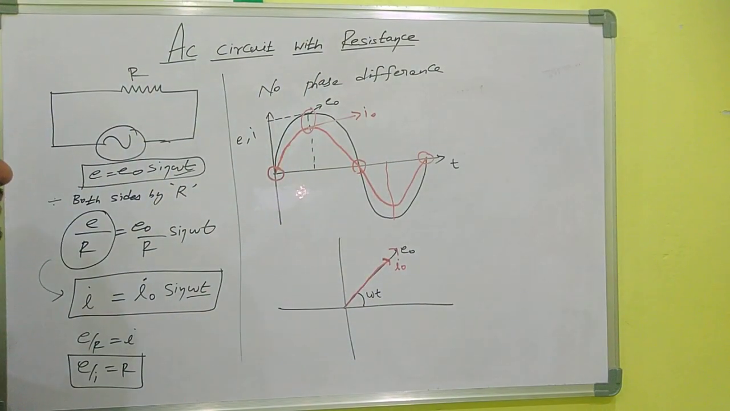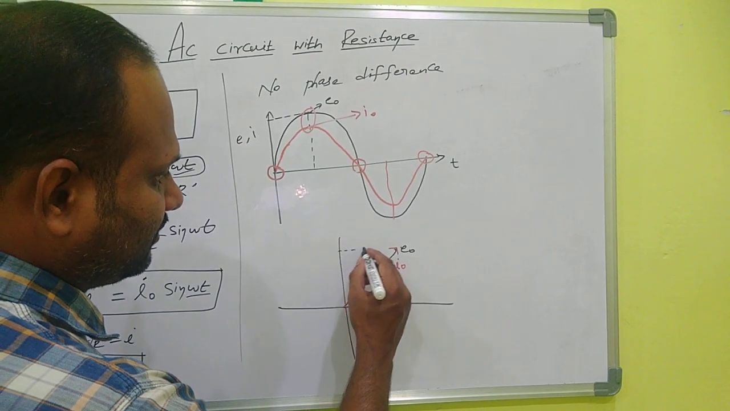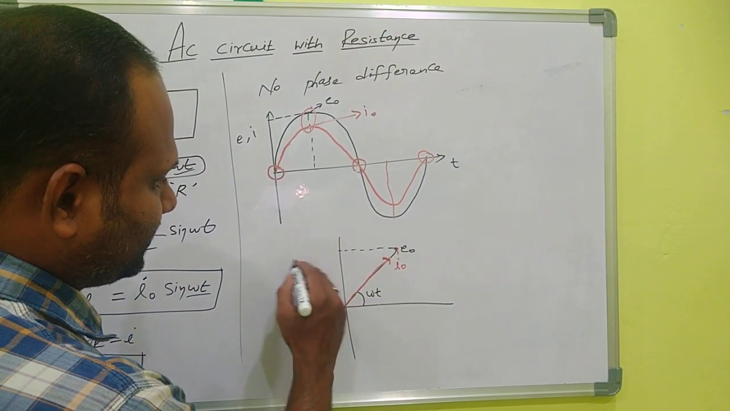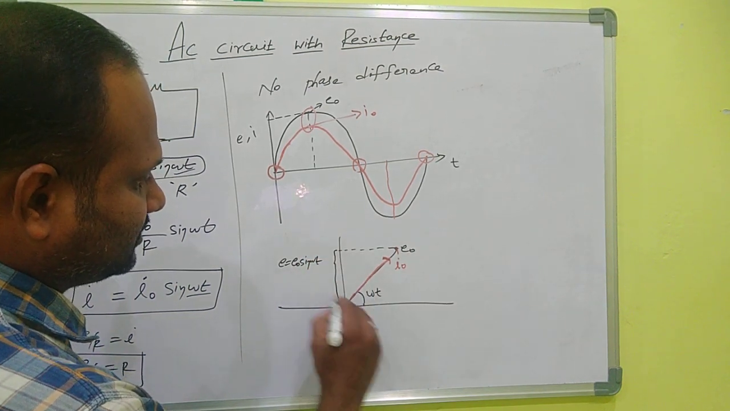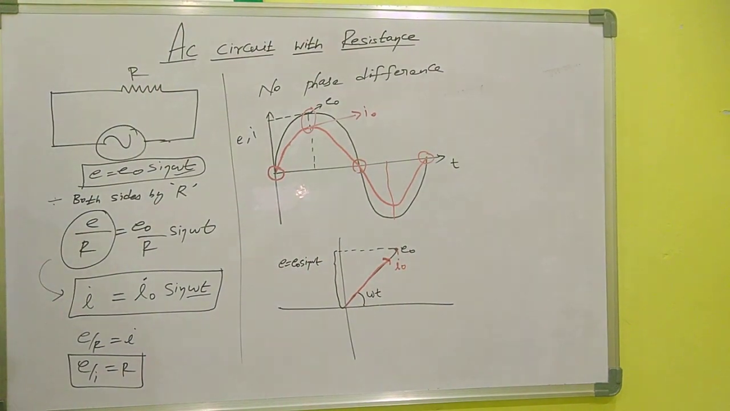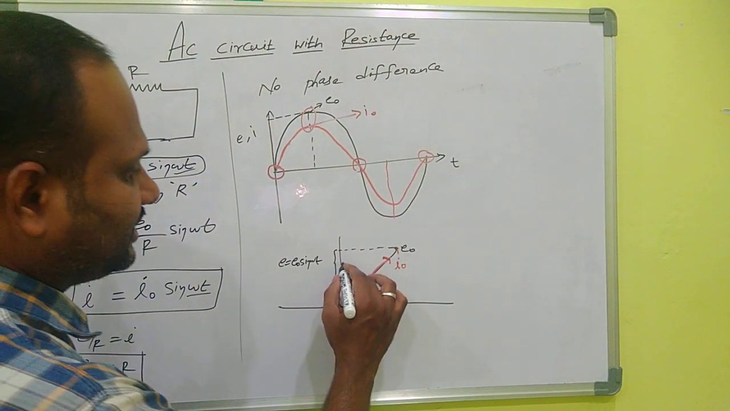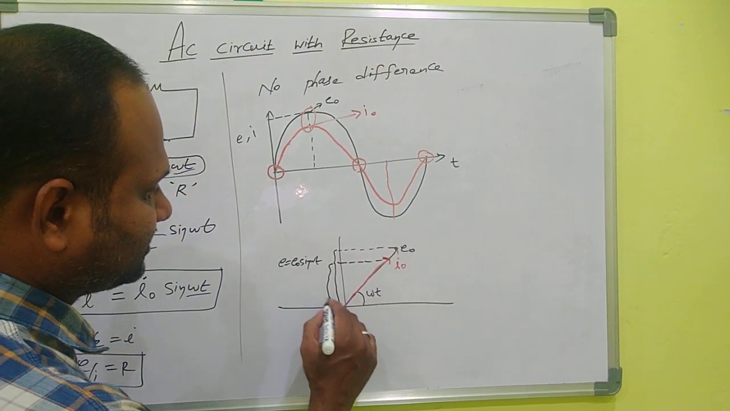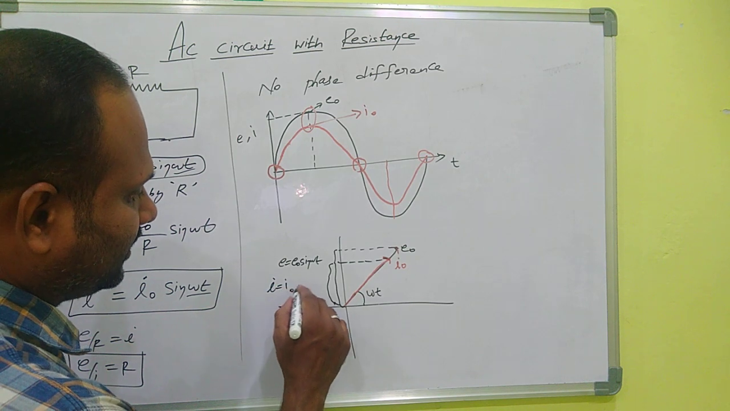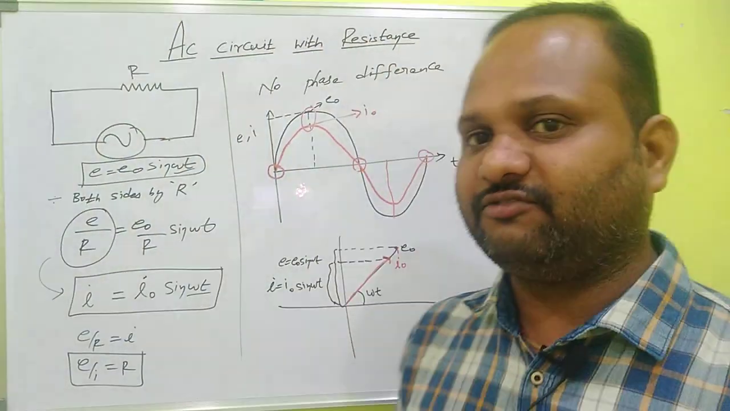What is the instantaneous value of E naught? What is the instantaneous value here? The instantaneous value of E is E equal to E naught sine omega t, which is nothing but this projection. This projection represents the instantaneous value of EMF. What is the instantaneous value of current? It is nothing but this: I equal to I naught sine omega t. The instantaneous value of current is less than the instantaneous value of EMF.